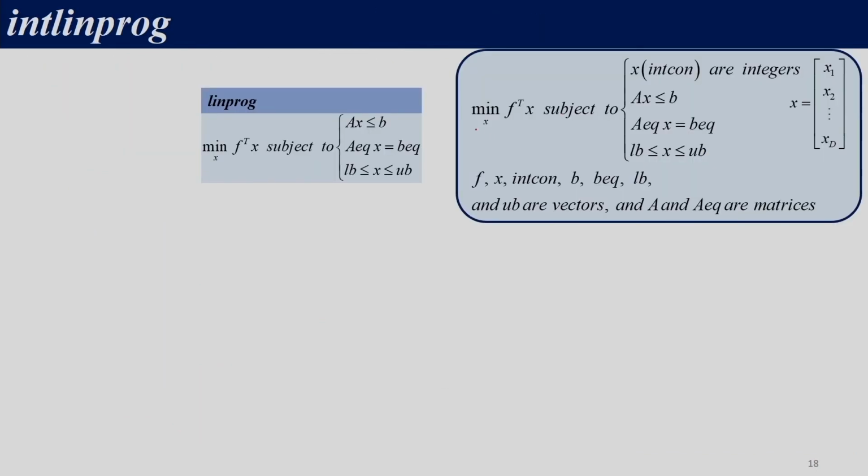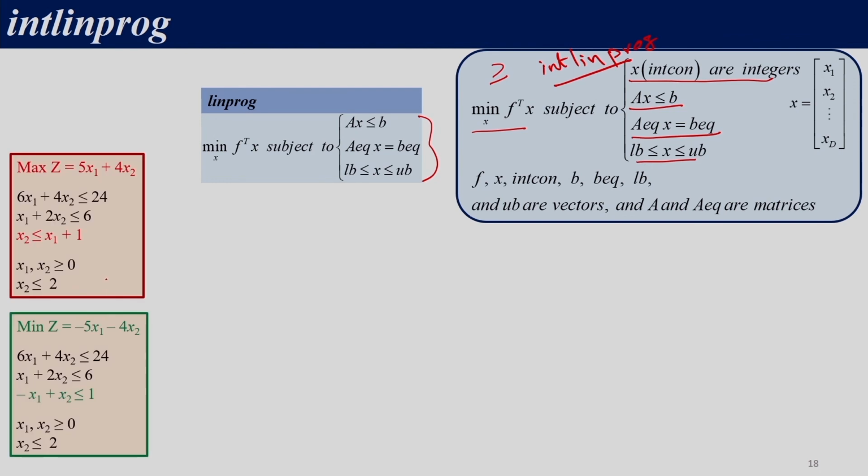So this is what intlinprog solves: a minimization problem, and we need to provide the constraints in this form. It does not support a constraint of the form greater than or equal to, it supports only less than or equal to, and we need to supply the lower and upper bounds. If you compare this intlinprog with linprog, which we had discussed previously, it is similar, except for the fact that we also need to indicate the variables which need to take only integer values. That is the difference between linprog and intlinprog.